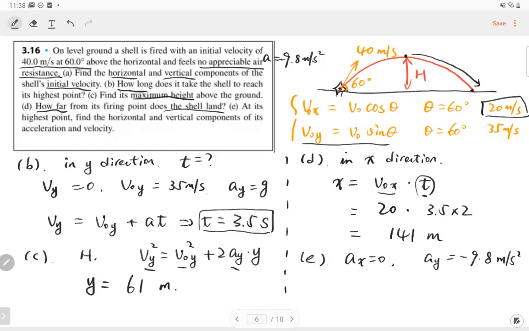For the velocity at the highest point, the y component is zero because it has gone to the highest point and there's no velocity in the y direction. In the x direction, the velocity is a constant. It doesn't change because the acceleration is zero. So vx is equal to the initial vx, that's 20 meters per second. Okay, this is the solution for this question. Let me move on.